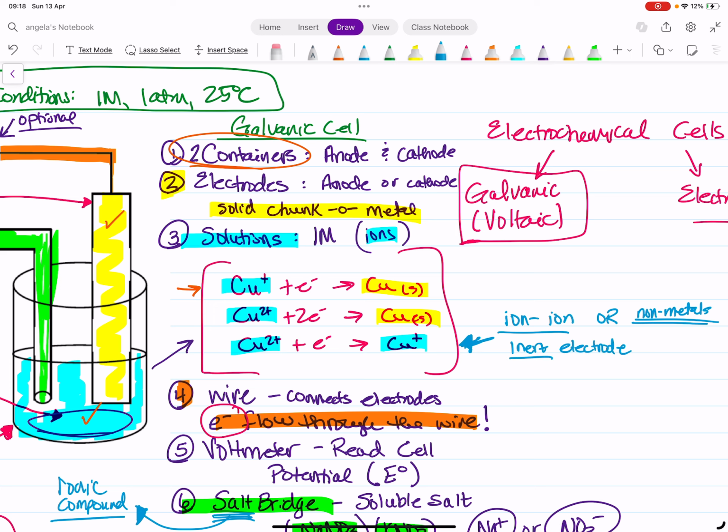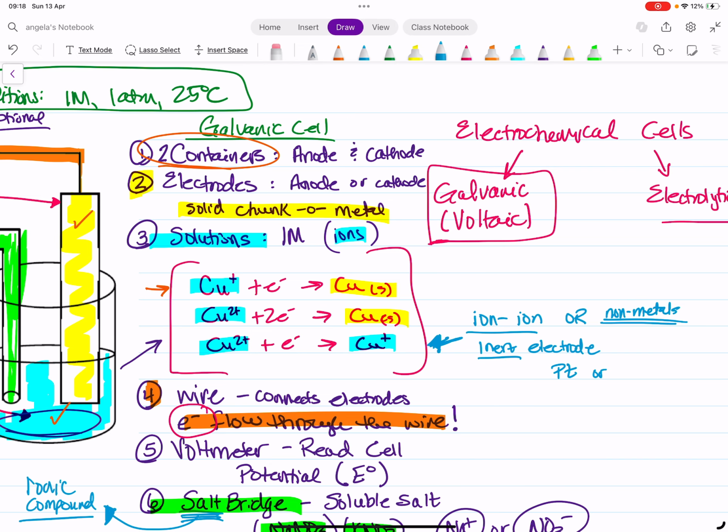The word inert means non-reacting. It doesn't react, it's inert. So an inert electrode would be platinum. That's why I said that was not the best thing to say for a solid chunk of metal, but it is a solid chunk of metal. You can use platinum, and another one that you can use, and you're like, but wait, that's not metal. I know, but it still works, is graphite.